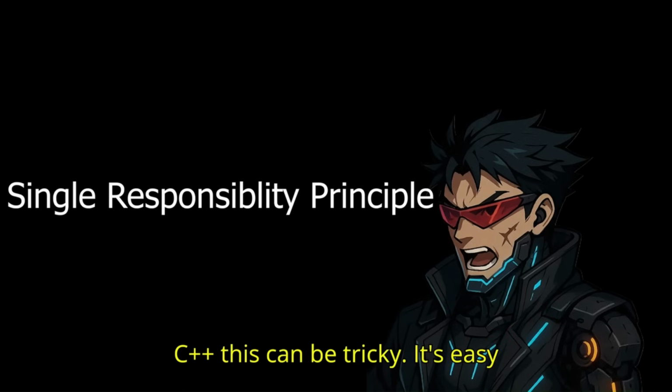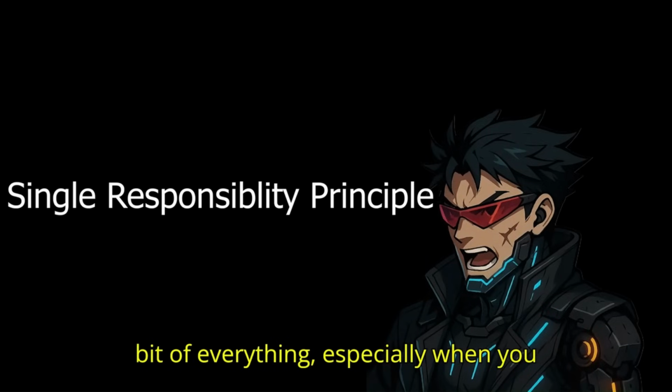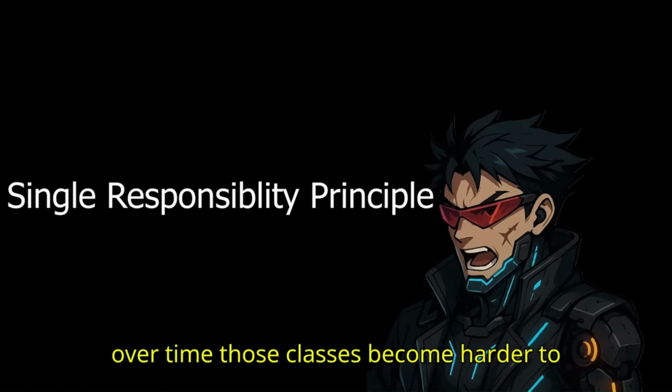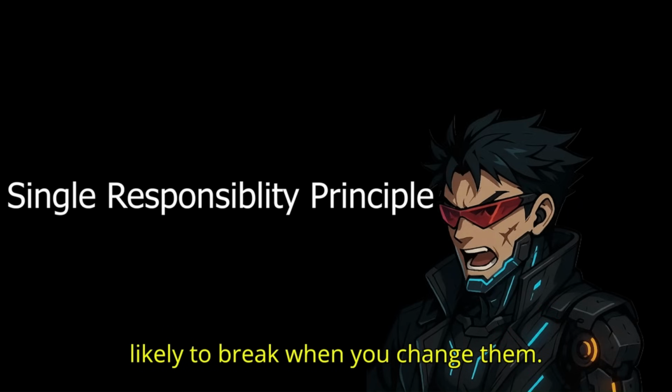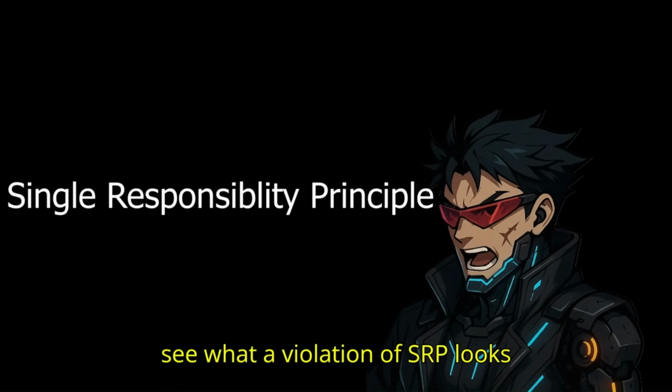Now, in C++, this can be tricky. It's easy to create big classes that do a little bit of everything, especially when you are in a rush or building prototypes. But over time, those classes become harder to test, harder to maintain, and much more likely to break when you change them. Let's walk through a simple example to see what a violation of SRP looks like.